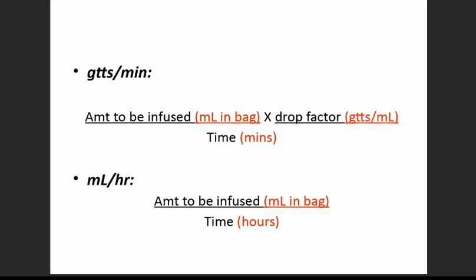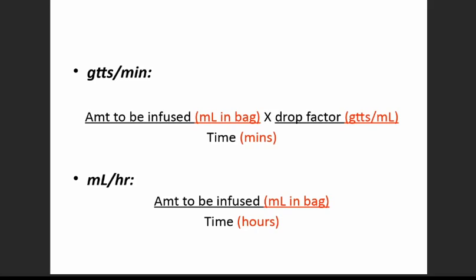Everything else needs to be in the top when you set up your problem. All right, now look at formula number 2, which is milliliters per hour. It's the exact same setup, but easier. Because when I do milliliters per hour, I need the amount to be infused, which means milliliters. How many milliliters are in my IV bag?